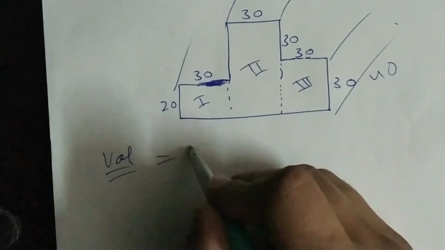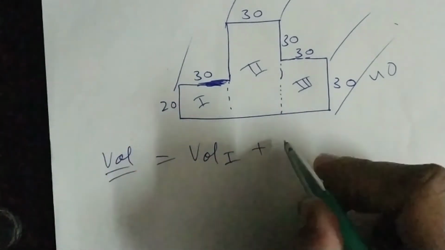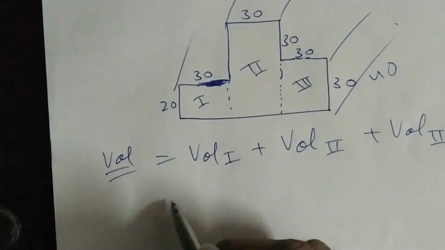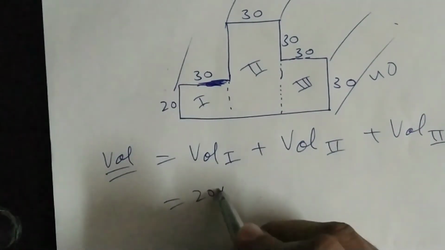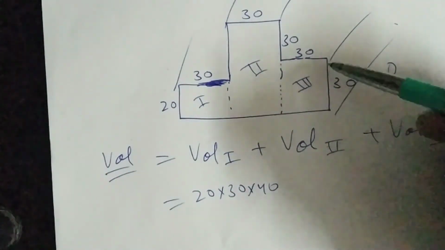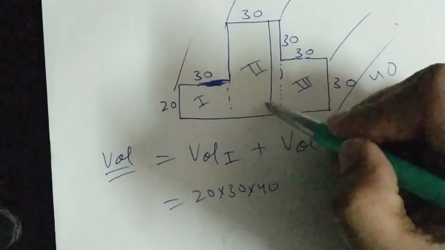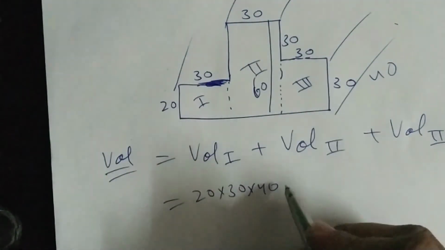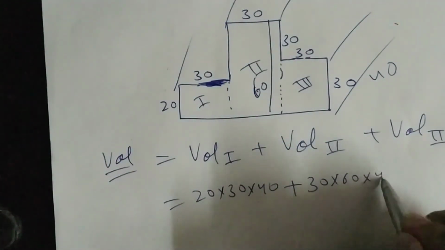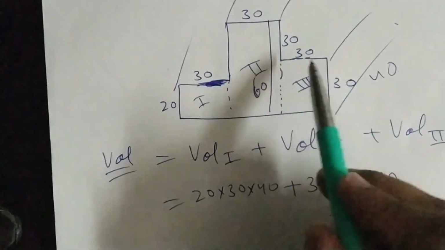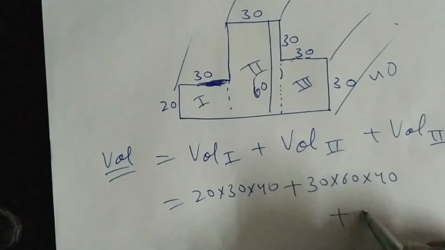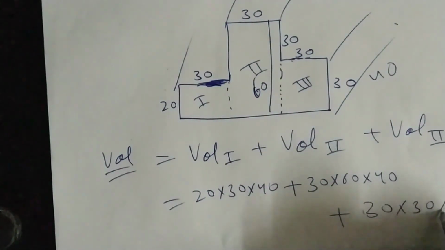So volume of first block plus volume of second plus volume of third. So this will be 20 into 30 into 40. Okay, this height is 30, this is 30, so this complete length will be 60. So second block is 30 into 60 into 40. Now third block is 30 into 30 into 40. This is 30, this is 30 and back side length is 40.